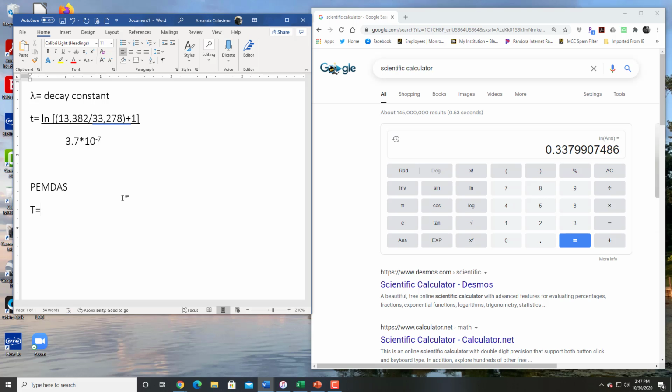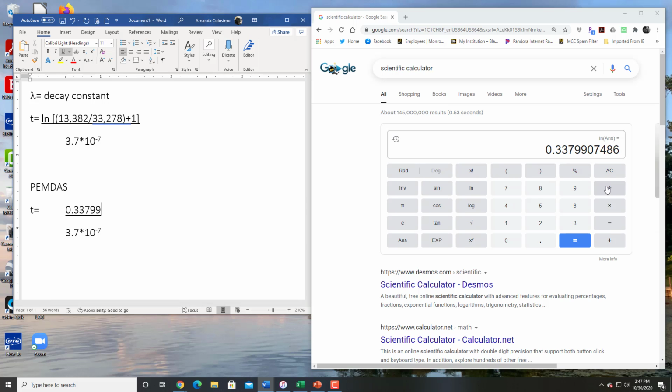So time equals time, we can make capital T, 0.33799. And we're going to divide that whole thing by 3.7 times 10 to the negative 7. I'm just going to tap this over so it looks a little bit more reasonable. I'm going to make that a superscript. There we go. So now I'm going to take this number, this is my numerator, right?